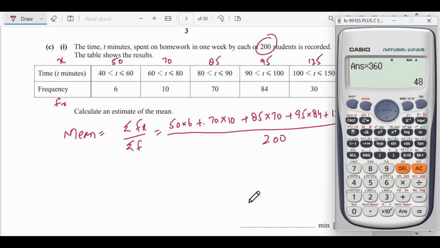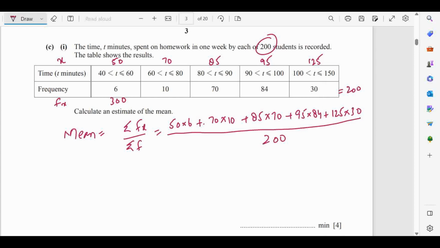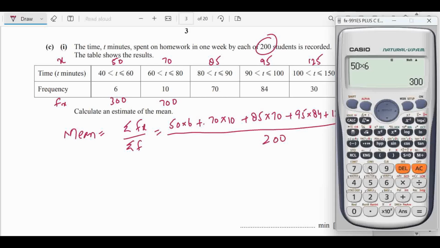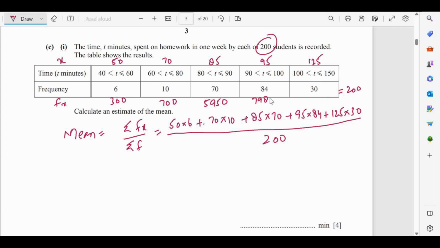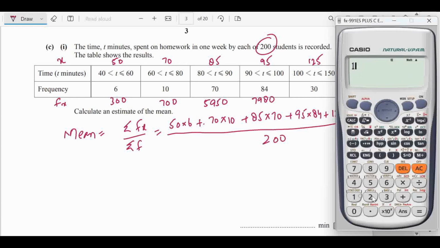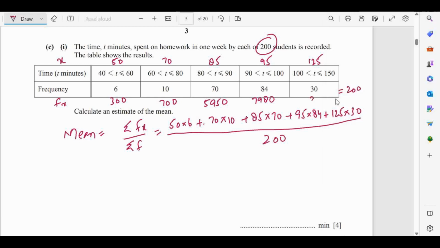Now let's use the calculator. So 50 into 6, this will be 300. Then 70 into 10, this must be 700. Then 85 into 70, this will be 5950. Then 95 into 84, this will be equal to 7980. Then 125 into 30, so this will be equal to 3750.